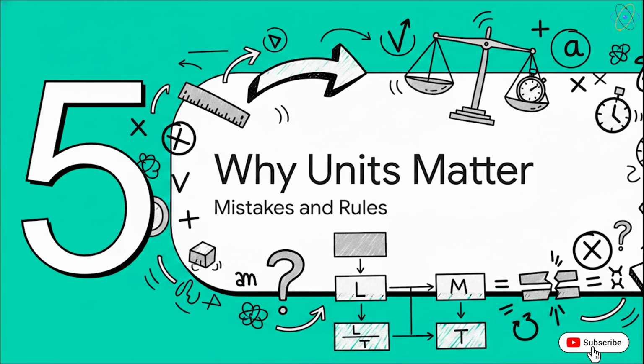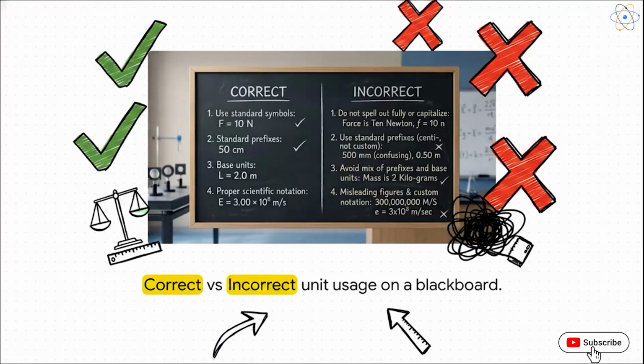All right, moving into section 5, why units truly matter. We're going to talk about common mistakes and the strict rules we need to follow. Did you know that units are actually your built-in physics verification system? Think of them like an automatic spell checker for your math. If your units don't perfectly match on both sides of an equation, you've definitely made an error somewhere. And the rules for writing these units are incredibly strict.